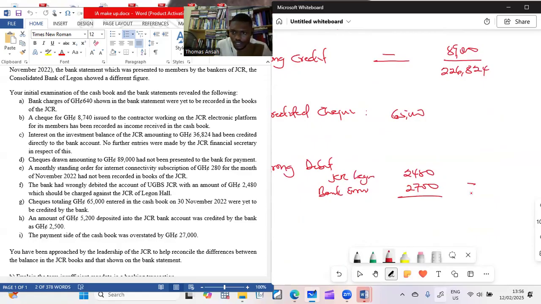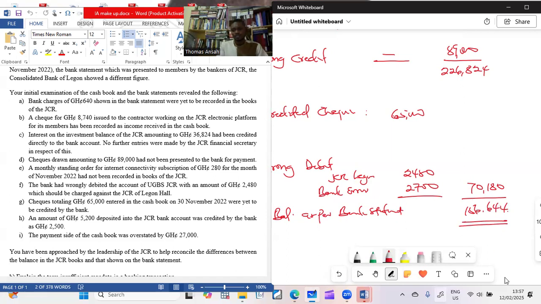So that is 70,180. Balance as per bank statement. That gives me 15,664. That's it. You see, it's very fast. All right. So basically, that is that.